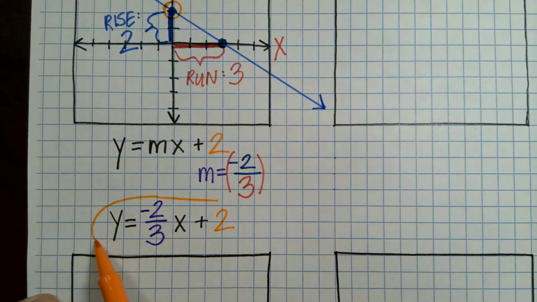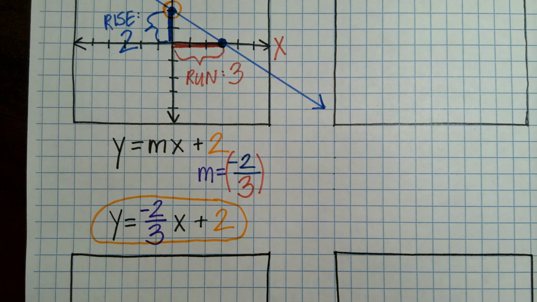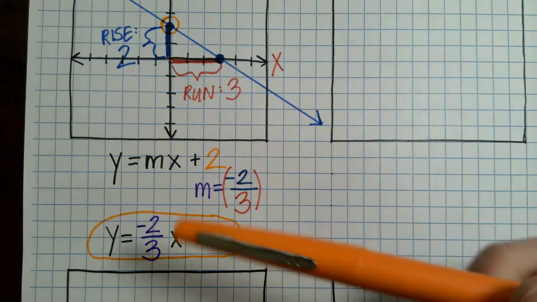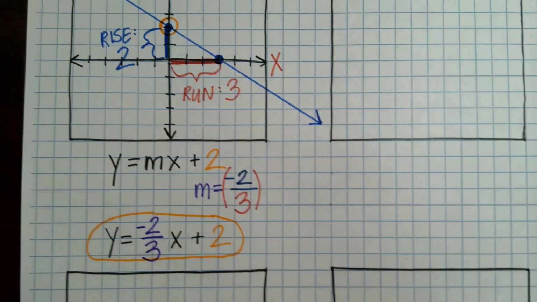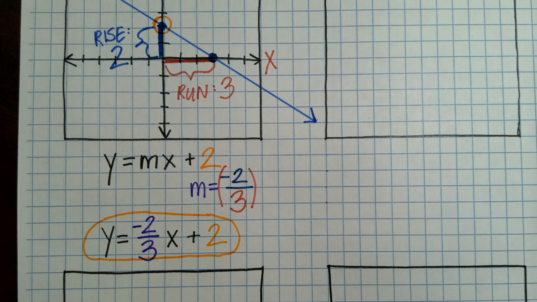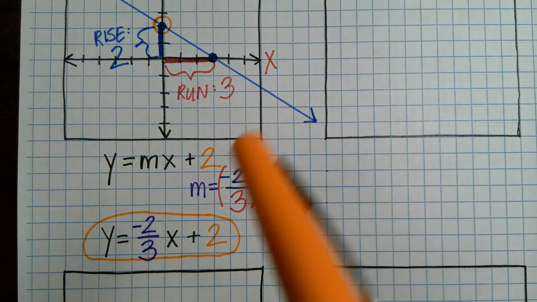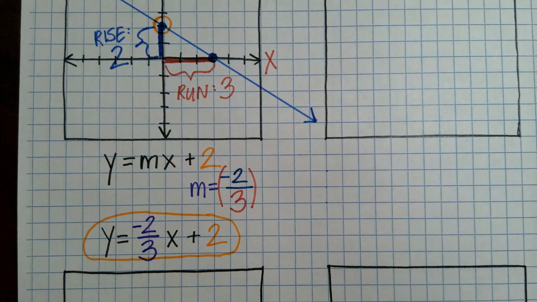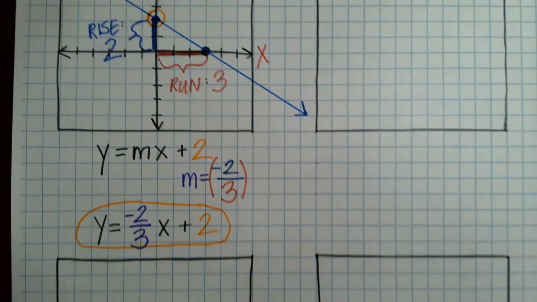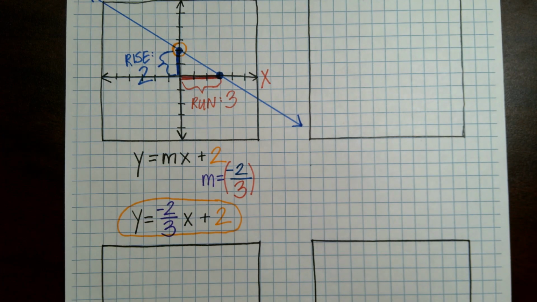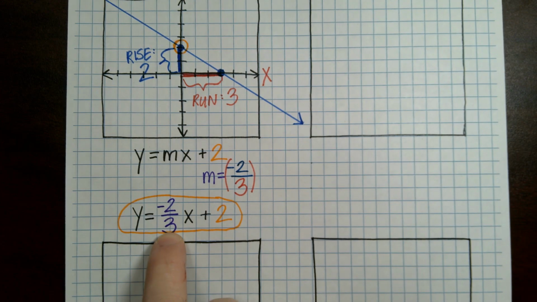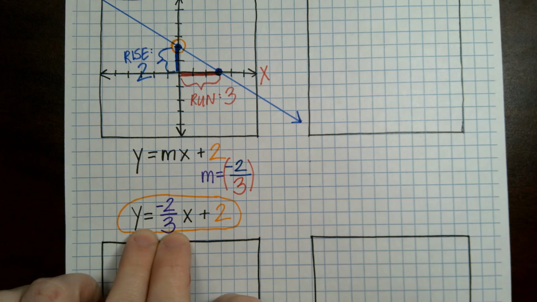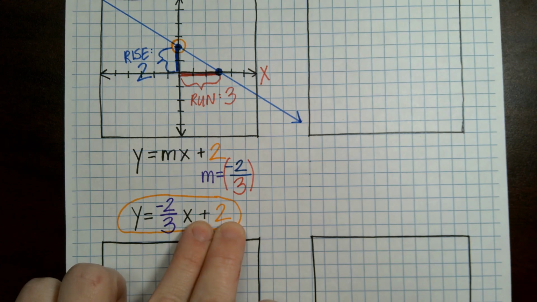So here's my equation. Now I want to reassure you guys, I'm actually not going to be asking you to write out this equation from a line. That's an Algebra 1 concept. I just wanted to walk you through this process so you could discover where these numbers come from. All I'm going to have you do is look at an equation and tell me, this is the slope, this is the y-intercept. We're just identifying my slope is negative 2/3, my y-intercept is 2.